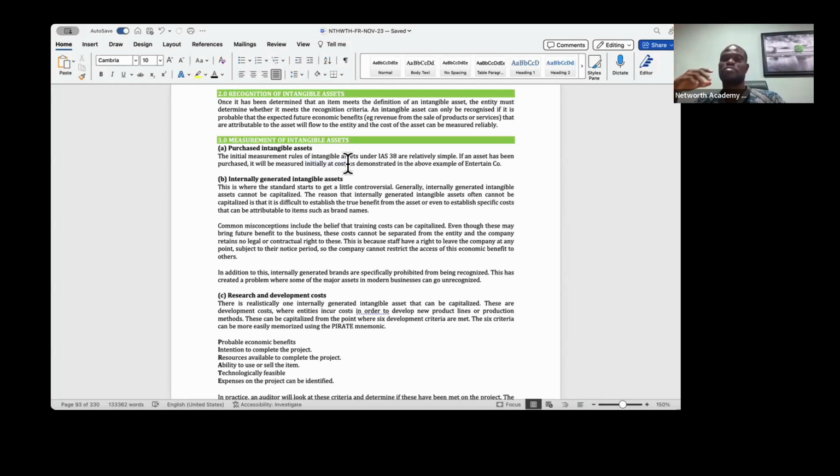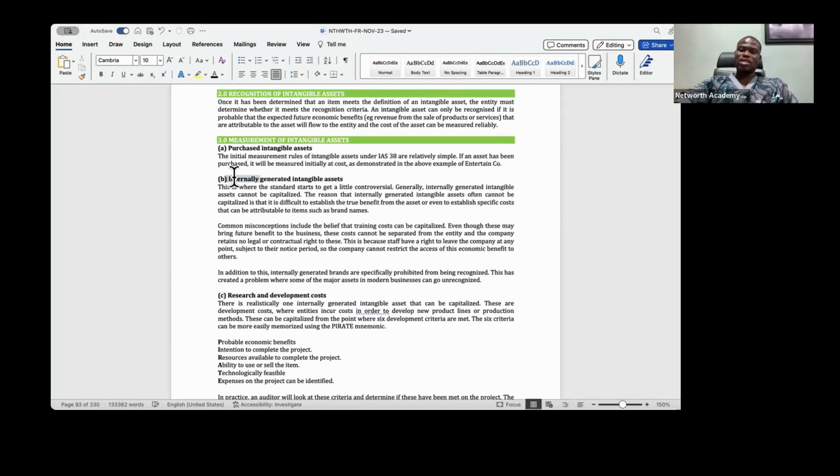So that cost that I taught you under IAS 16, that I told you comprises purchase price plus import duties plus non-refundable purchase taxes, less trade discounts and rebates. All of that applies here. Remember, we also mentioned directly attributable costs of bringing the asset to its location and condition ready for use. All those are applicable here too. So the initial measurement of PPE is the same as the initial measurement for purchased intangible assets.